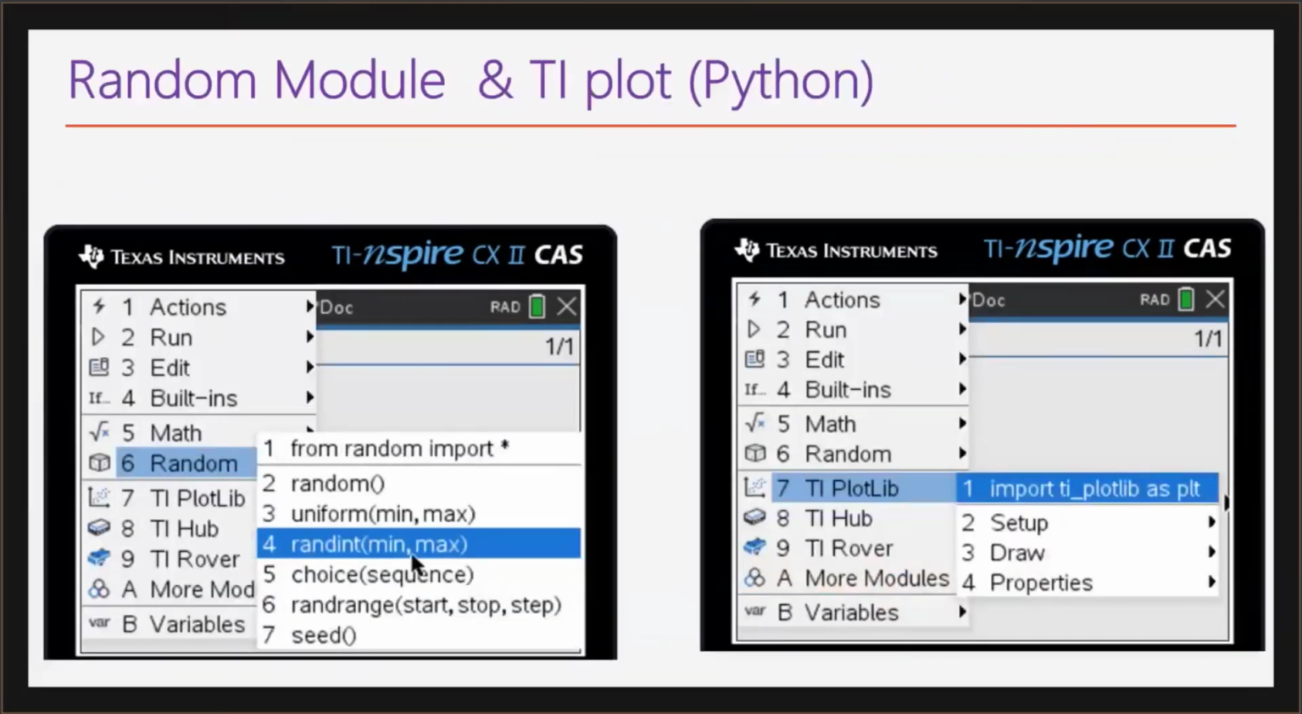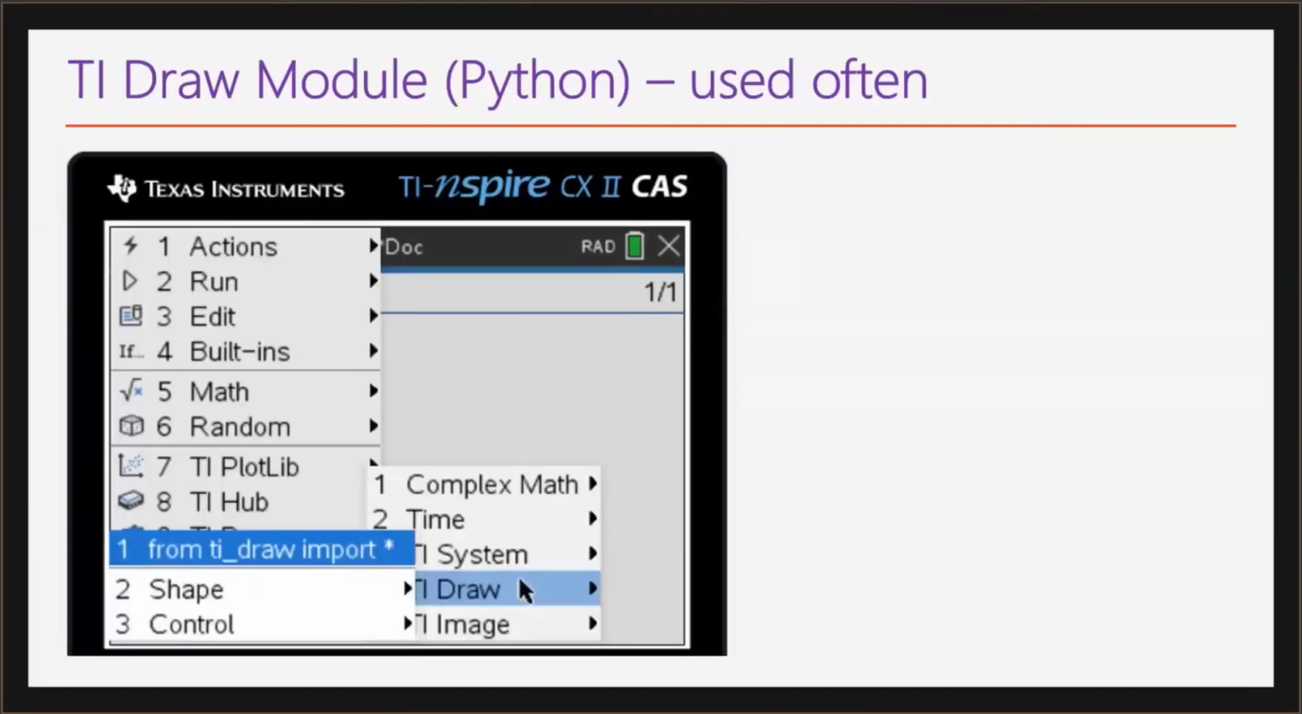I don't want to go into the specifics of each of these, but if you were using the random module, these are some of the options under the random module. And then the next display is telling you what are the things that you got in the plot library. Since we're not going to look at all these in today's session, I'm going to skip through some of these slides. So there's this draw module as well.